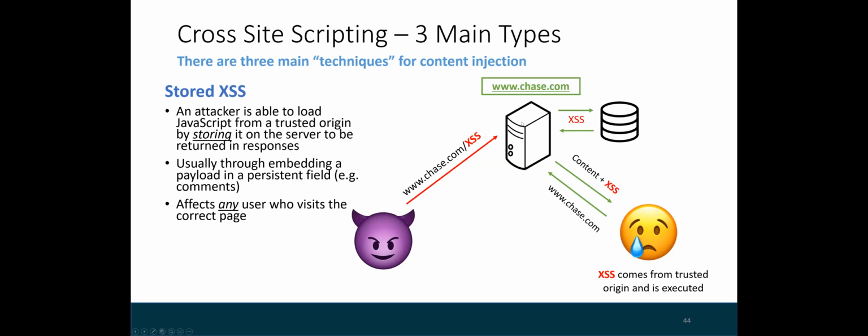And anyone who requests chase.com, that malicious JavaScript comes back and executes within their browser. So this is called stored cross-site scripting or persistent cross-site scripting. It's a more dangerous attack because it doesn't require me to target a particular user and say, hey, click this link. It affects any user who visits the page. And we're hosting our malicious content on the server itself, and the server is just happily serving it up because it doesn't know any different.